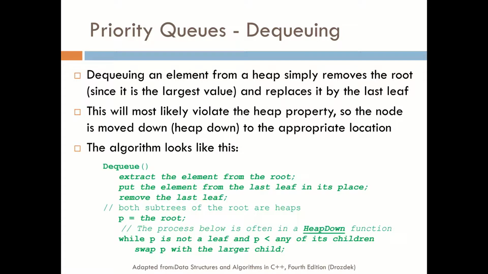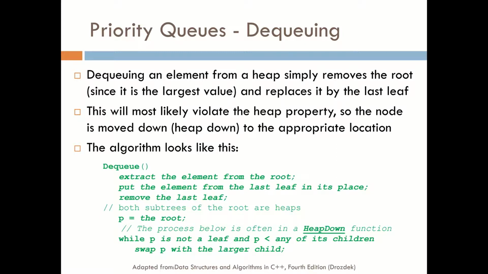Let's take a look at dequeuing. In dequeuing, remember, we're removing the highest priority item. So this particular function does not take a parameter at all. We're just dequeuing the highest priority item, which is always at the root. So we remove the root and we replace it with the node that's at the last leaf. More than likely, this will violate the heap order property, and so we will have to heap that particular node down to its appropriate location.